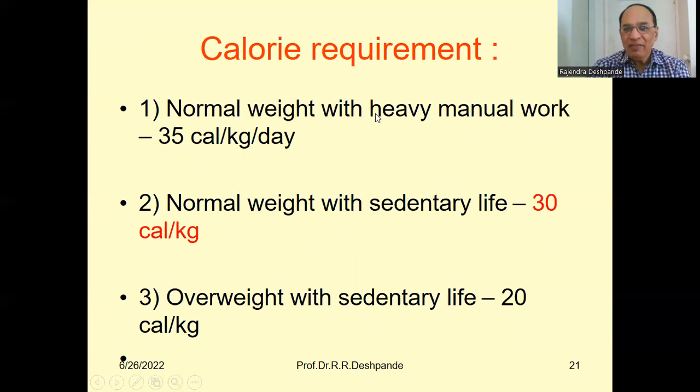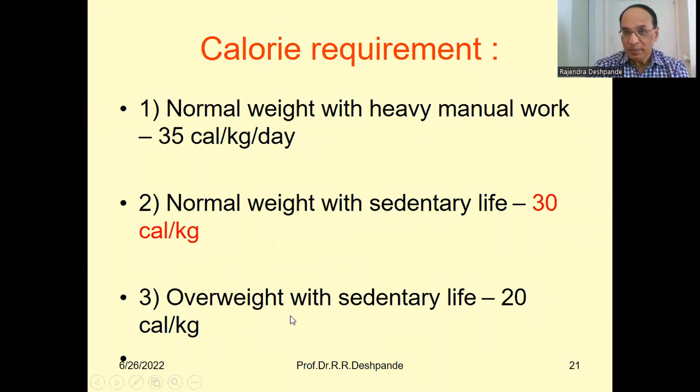Normal weight with heavy manual work, 35 calories per kg per day. This is mathematics. Your dietitian, your doctor, family physician will tell you. Normal weight with sedentary life, 30 calories per kg. So if you do heavy manual work, you are allowed more calories. But if your work is not too heavy, normal, then 30 calories.